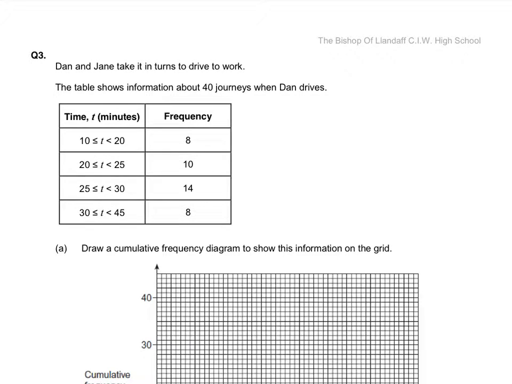Now cumulative frequency, the word that we associate with that is running total. You needed to create a cumulative frequency tally. So cumulative frequency adds the frequencies as we go. The first one is just 8. The next one is 18. The next one would be 18 add 14, so what's that? 32. And then the last one would be 40. And checking the question, it should tell you how many journeys there were, 40. So that had to be 40.